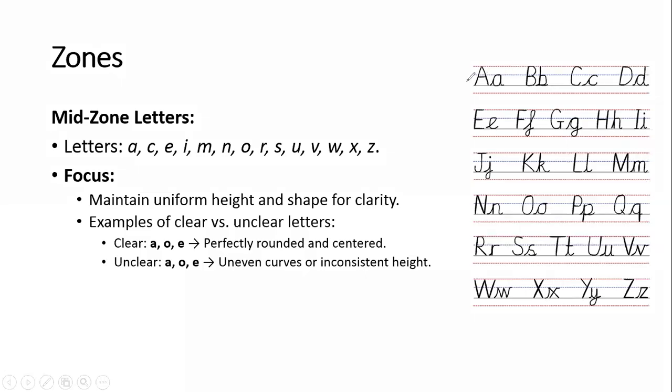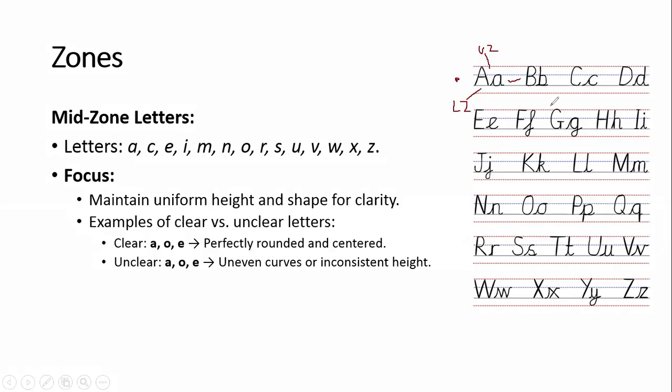So this part we call it as a middle zone. Okay, blue color line. This one we call it as upper zone. This one we call it as lower zone.